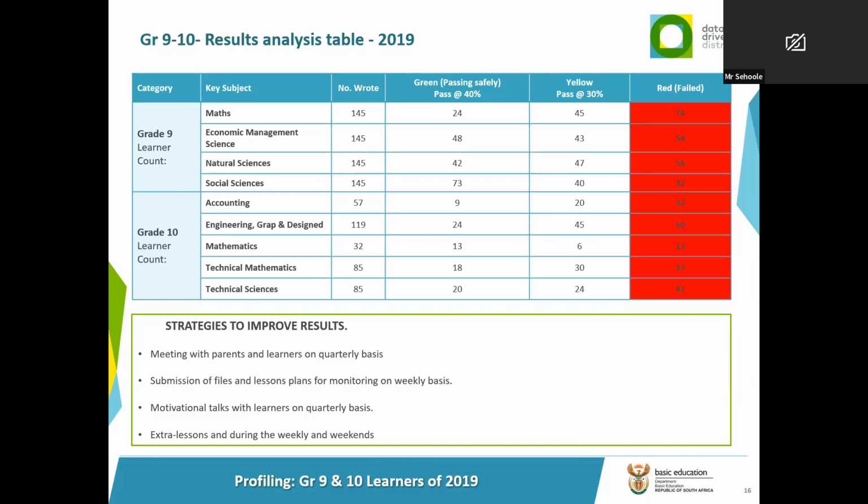And we also started having consistent extra classes that were conducted every Saturday and also during the week, whereby we afforded some learners, those who cannot attend over the weekend, the chance to attend during the week. So that's how we planned, to ensure that at the end of the day, we are able to sustain this.